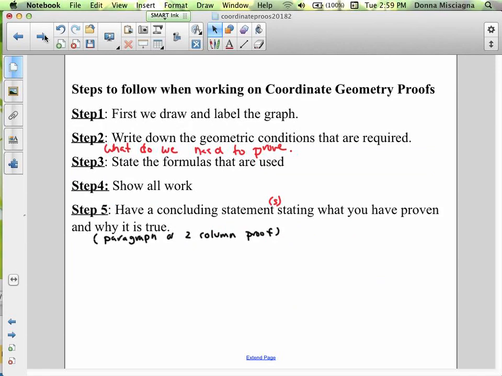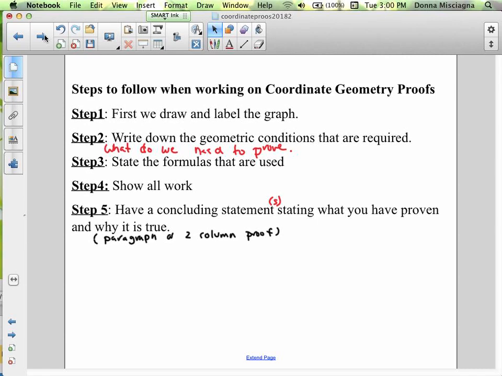Steps to follow when working on coordinate geometry proofs. So we're going to always do the same steps. First, we're going to draw and label the graph. If the figure has already been graphed for us on the coordinate plane, we can skip this step, but otherwise we will draw and label the graph. We're going to write down the geometric conditions that are required. What do we need to prove? And that's going to depend on which of the pathways you take.